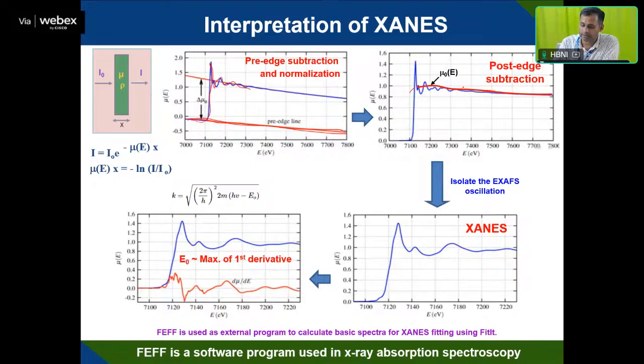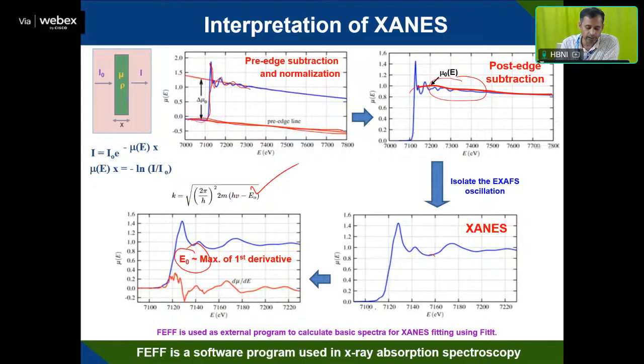If you isolate this extended part, you will get only the region within about 40 electron volts. In that region, you will be able to see the X-rays. If you separate that part, you get this spectrum, and then you go to the derivative of that spectrum. At the maximum of the derivative plot, you will get E0.